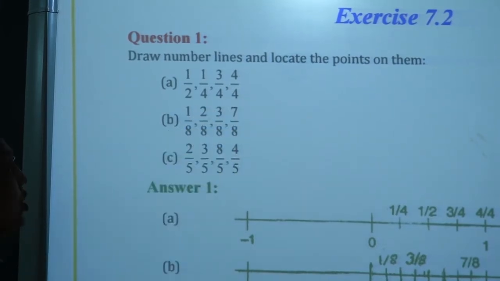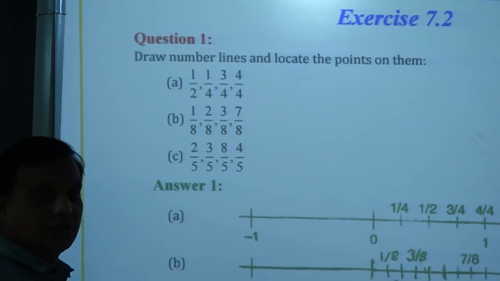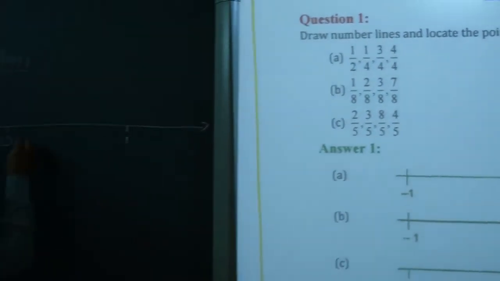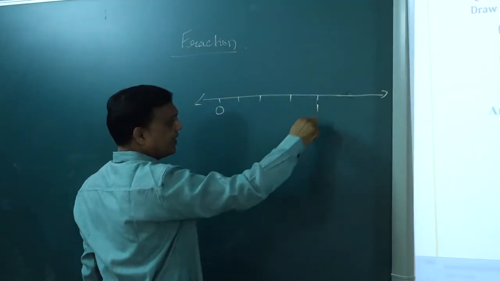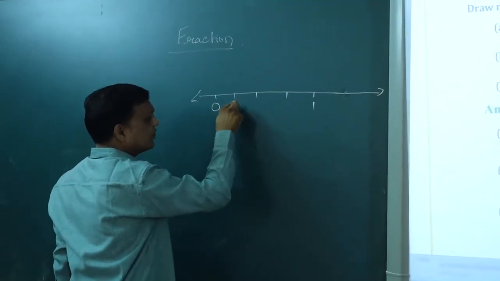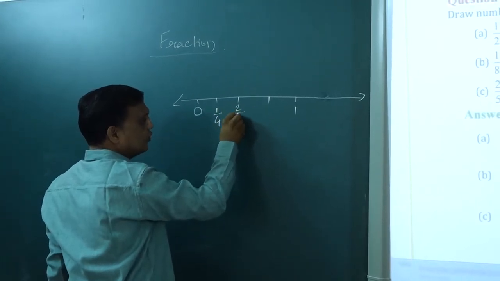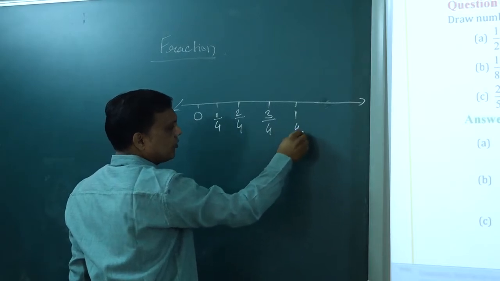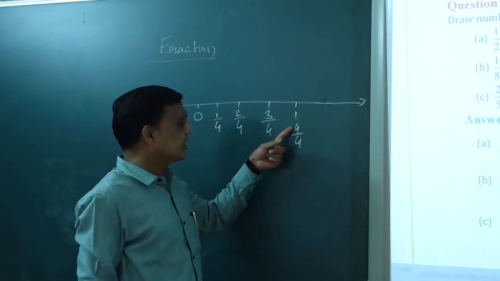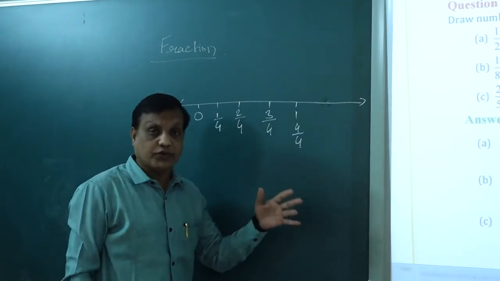How do you show them? The denominator means you have to divide one number into that many parts. So here I am dividing that one number. This is one part, 2 parts, 3 parts, and this is the 4th part. The first part is 1 upon 4, the second part is 2 upon 4, the third part is 3 upon 4, and the fourth part is 4 upon 4. 4 upon 4 means when the numerator and denominator are the same, it is the whole number 1.